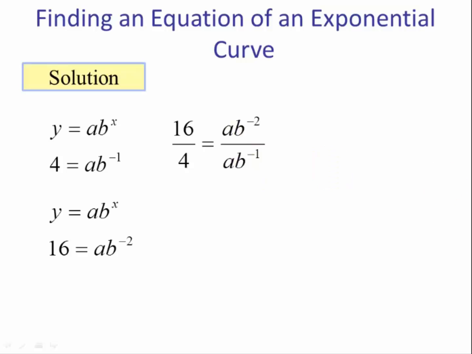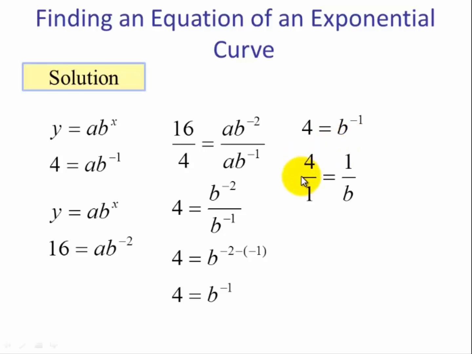the right-hand sides. We have 16 divided by 4, which is 4. The a's will cancel, and now we have b to the negative 2 power divided by b to the first power. Since b's are like terms, we subtract the exponents, and we have 4 equals b to the negative 1 power. Solving this equation, one way of doing this is to cross multiply. 4 times b equals 1 times 1. Dividing by 4, we see that b is 1/4.